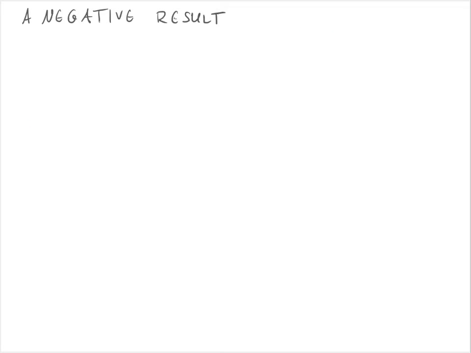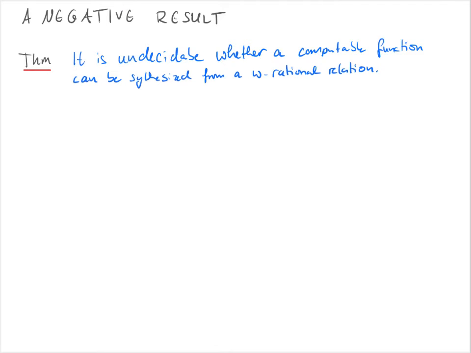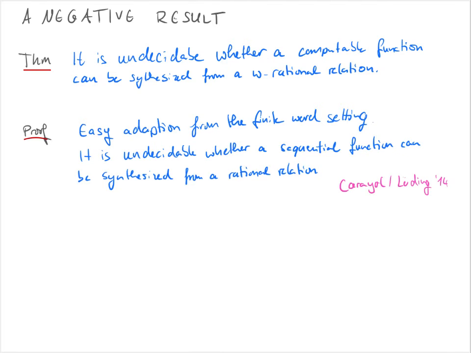Okay, so we consider omega rational specifications and want to decide whether we can synthesize a computable function from it. Unfortunately, this is an undecidable problem. And the proof is an easy adaptation from the finite word setting. There it was shown that it is undecidable whether a sequential function can be synthesized from a rational relation.